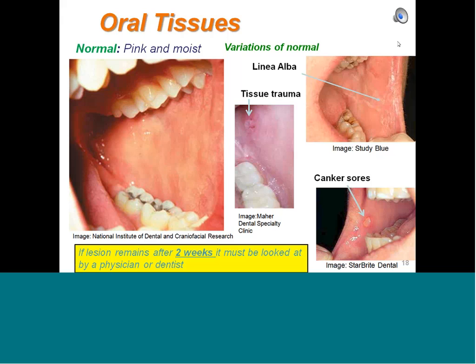In the top right-hand corner, we see what is referred to as linea alba. It is a thin white line that can be seen inside one or both of the cheeks. This is usually due to cheek biting or clenching of the teeth. In the bottom right-hand side, we see a canker sore. Your diet, biting, and genetic predispositions are some of the common causes of canker sores. Be sure to note any lesion that lasts more than 2 weeks must be looked at by a physician or a dentist.